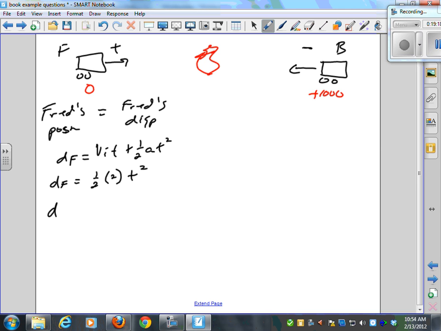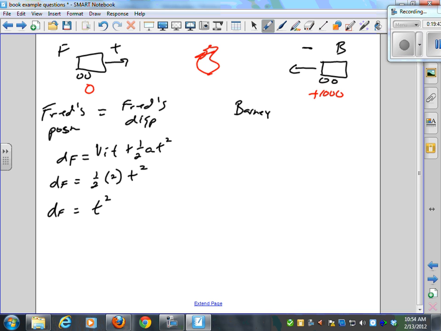I'm going to reduce this down to dF equals, fortunately it's 1/2 of 2, so it's just Fred's position is his displacement, which is equal to t squared. Like if he travels for 3 seconds, he's going to go 9 meters. 4 seconds, 16 meters, and so on. Okay, over to the Barney side of things.